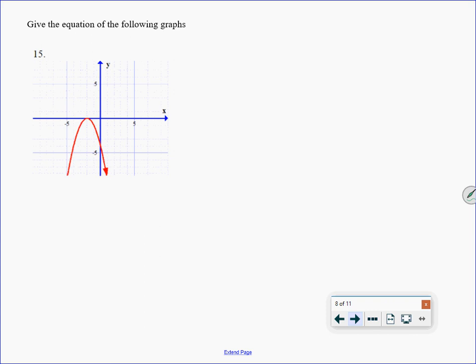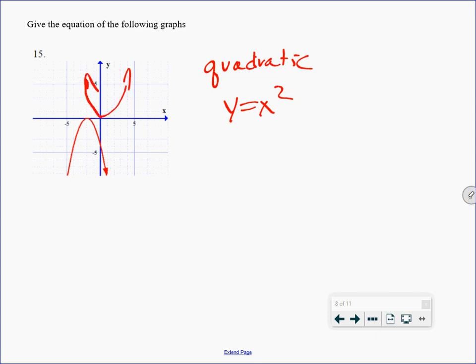So now, before I was giving you the equation and I wanted the graph. Now I'm giving you the graph and I want the equation. First of all, you would look and say, hey, this is a parabola. That means this is a quadratic. And the general form of a quadratic is y equals x squared. But if I have y equals x squared, the vertex is supposed to be at 0, and it's supposed to open up. This function's not doing that, so why not?